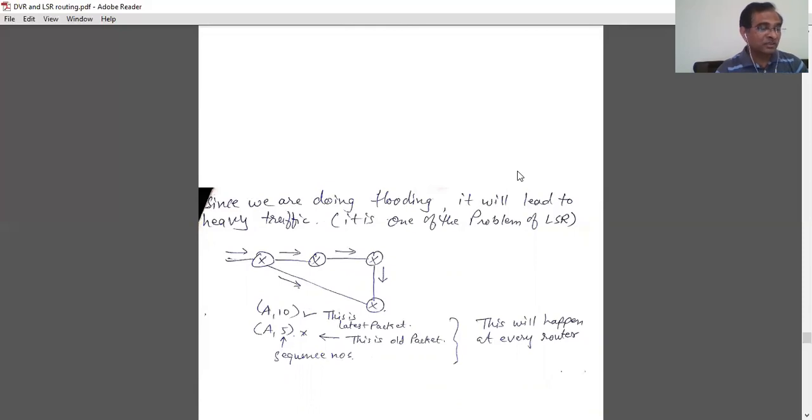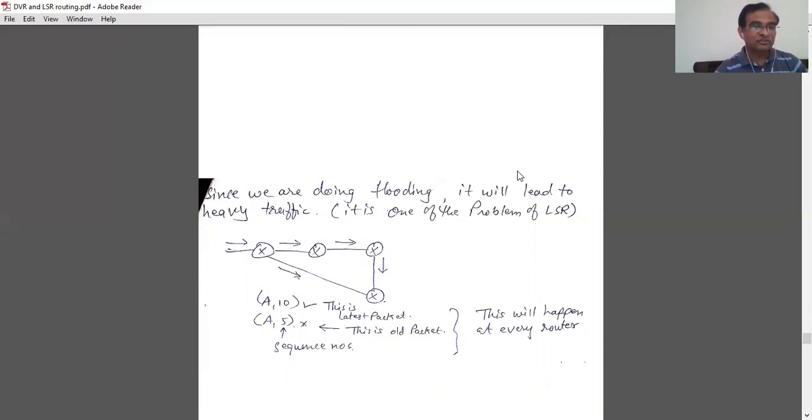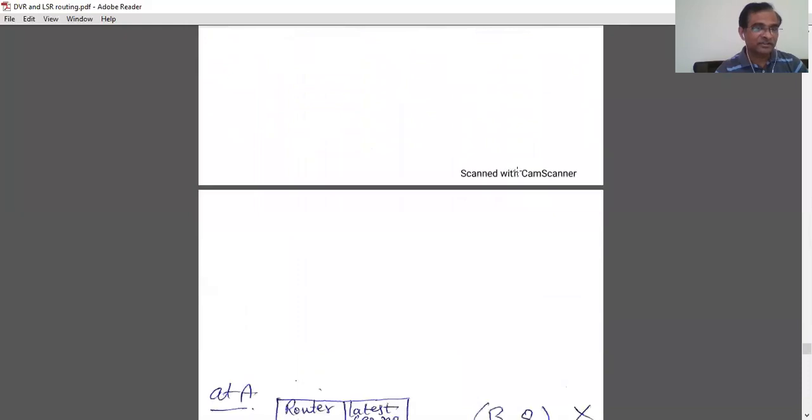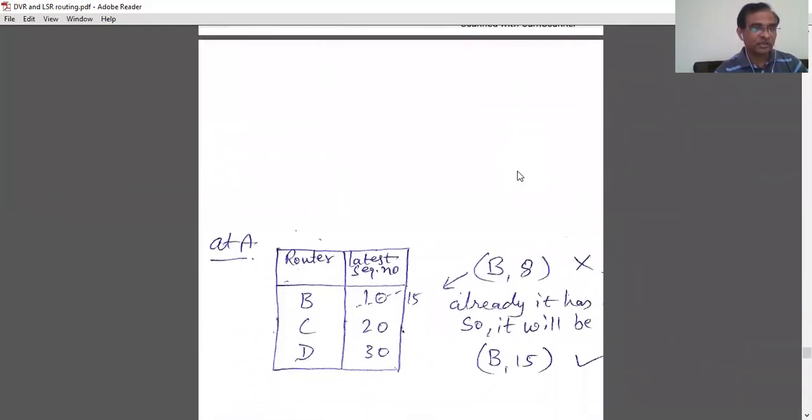So this is not going to happen to only one router, but at all the routers. At every router, it will have to maintain information related to the sequence number for every router. So router A itself does not require any sequence number, but it has to maintain the information for B, C, and D. B has the latest sequence number of 10, then 20, and C and D have something like 30. So this is one such arrangement.